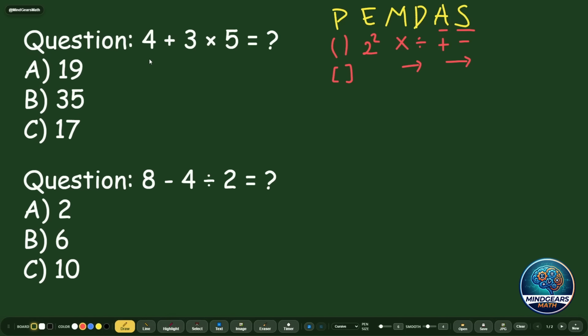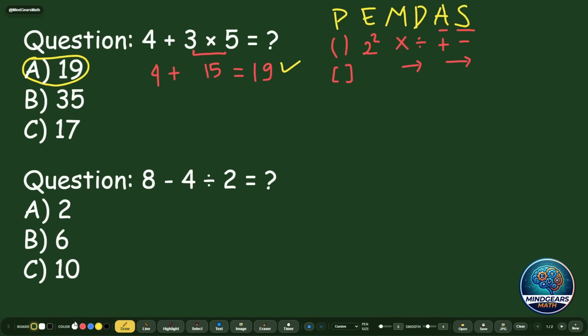So in this problem, we don't see any parentheses or exponents. It is pure addition and multiplication. So we have to do multiplication first. 3 times 5 equals 15. 4 plus 15 equals 19. So this is the correct answer.